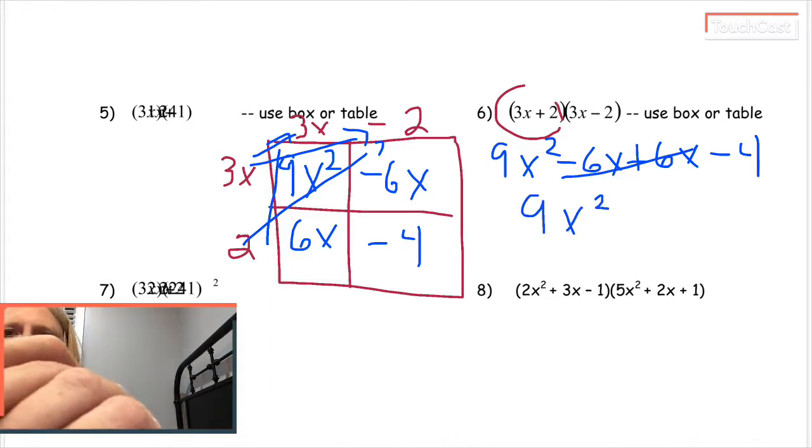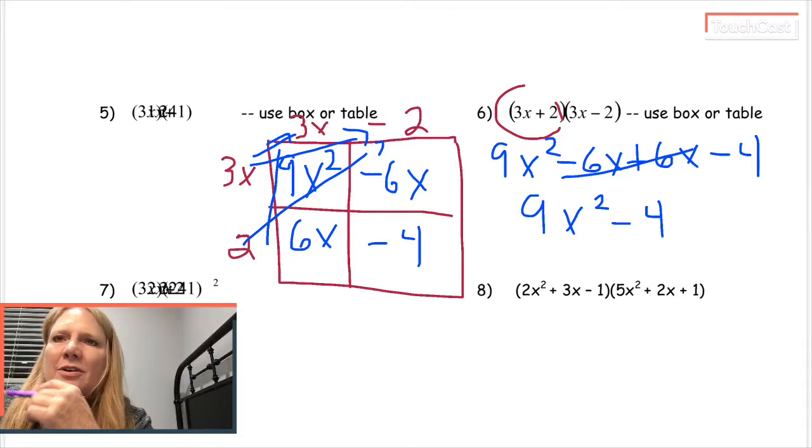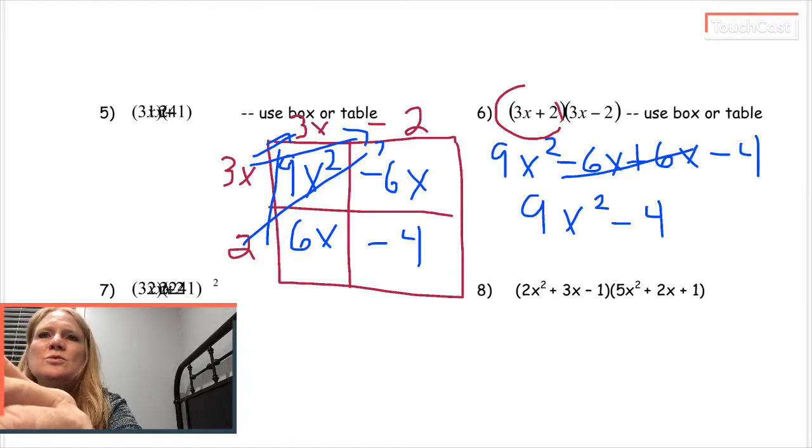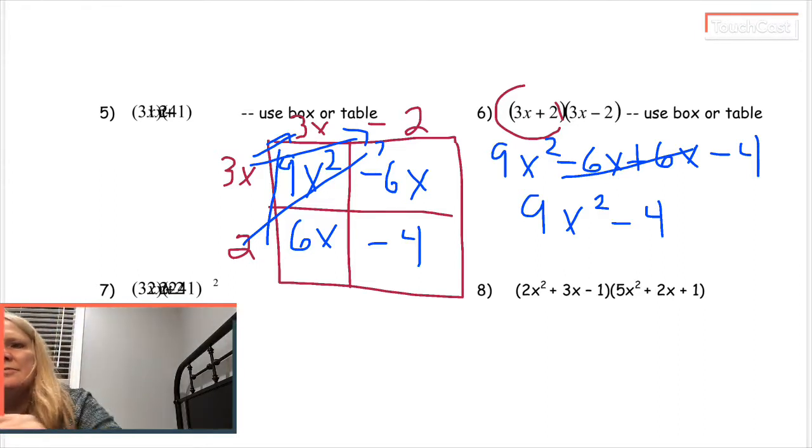And so the negative 6x and the positive 6x add up to 0, and we're left with 9x squared minus 4. And that's a special type of binomial that we'll see later, because we have 3x plus 2 and 3x minus 2. So your middle term is always going to disappear when you see something like that.